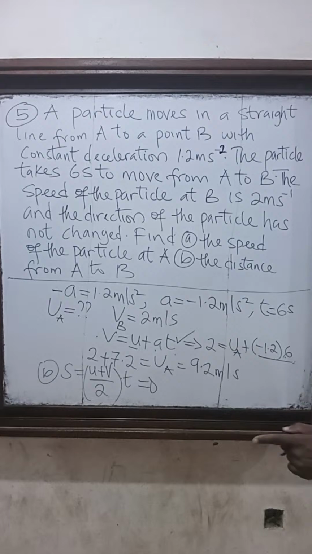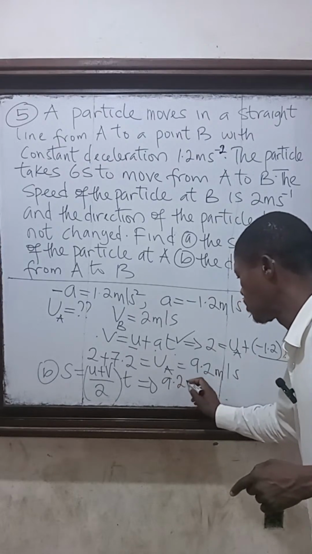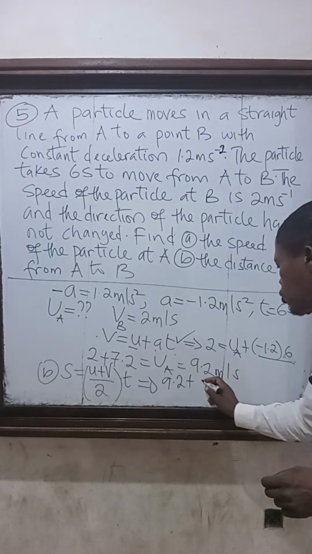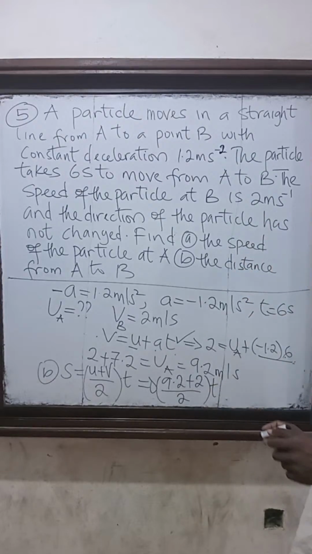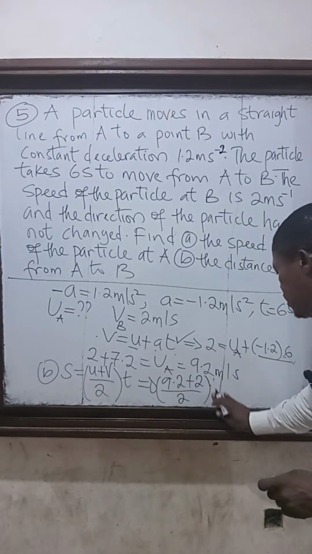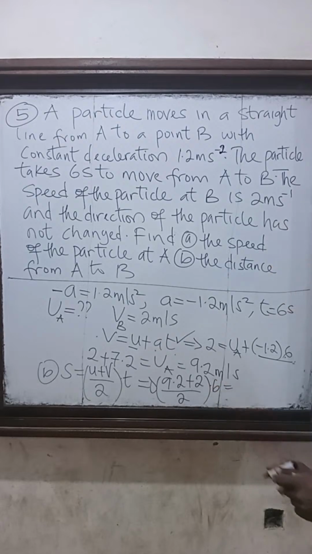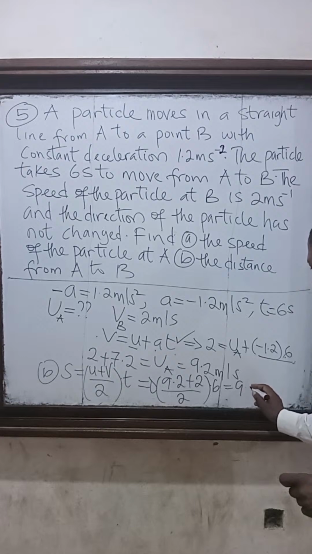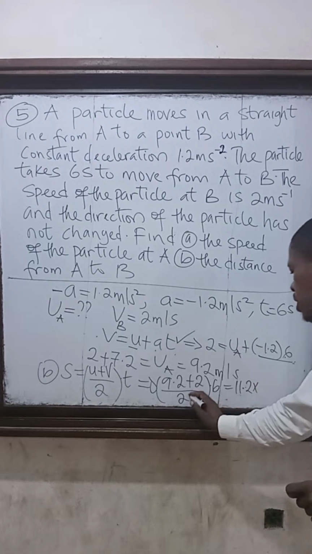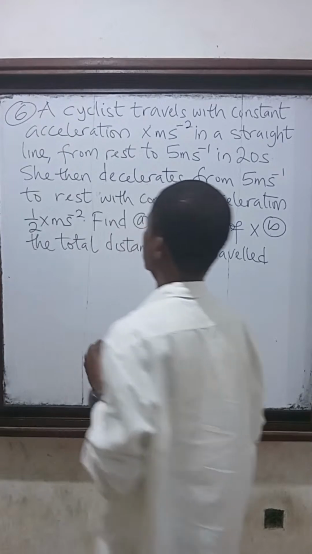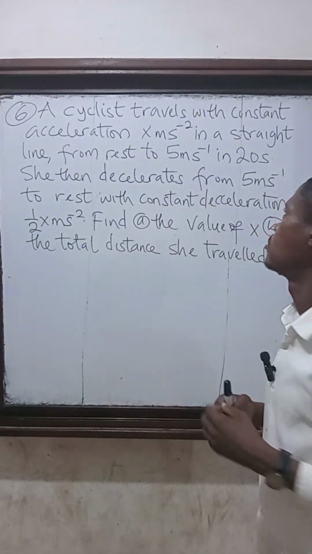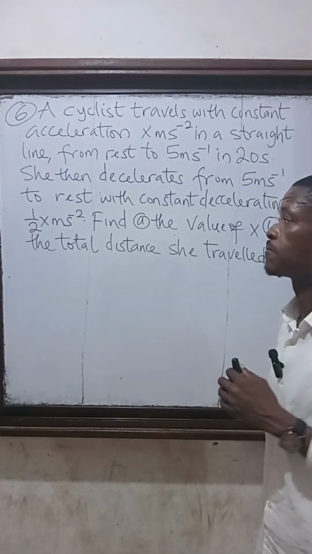Your u is 9.2 plus your v, which is 2, over 2 times t. My t is 6, and that will be equal to 11.2 over 2 times 6. 2 here 1, 2 here 3, so times 3, and that gives us 33.6 meter.